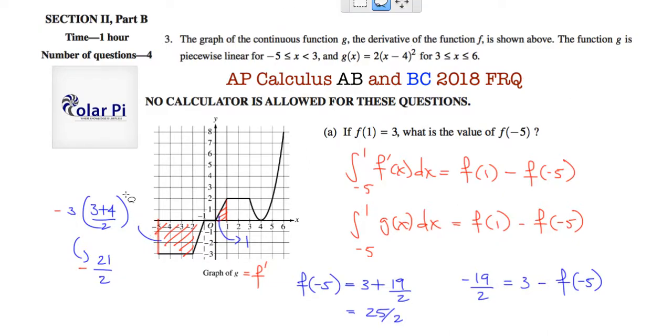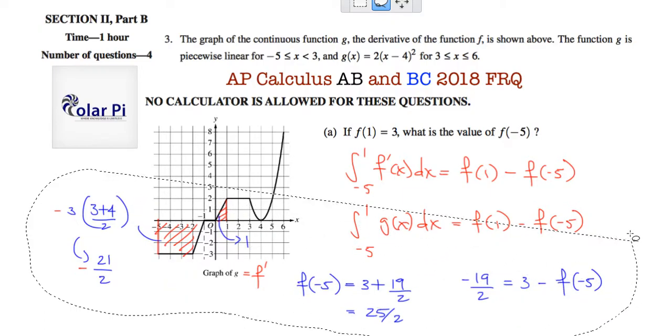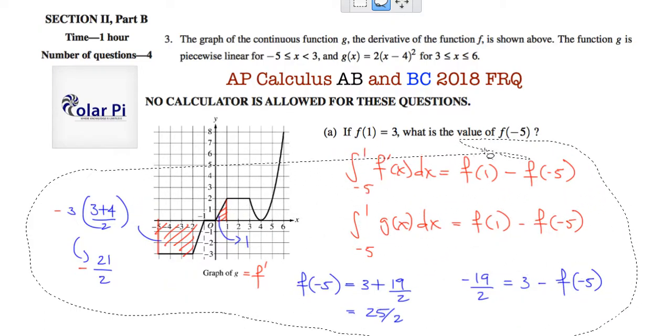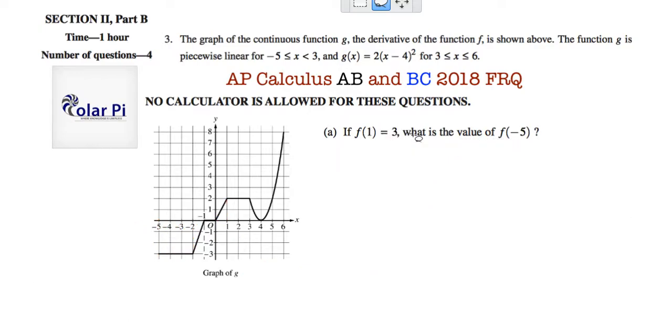Okay, cool. So let's move on to the other parts then. So part B is next. Okay, so part B.